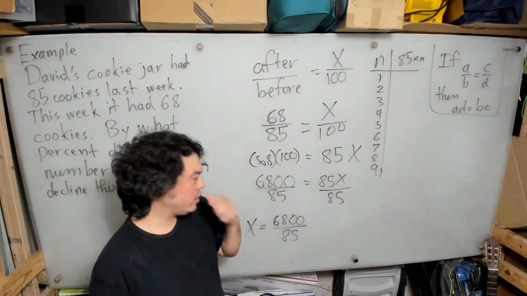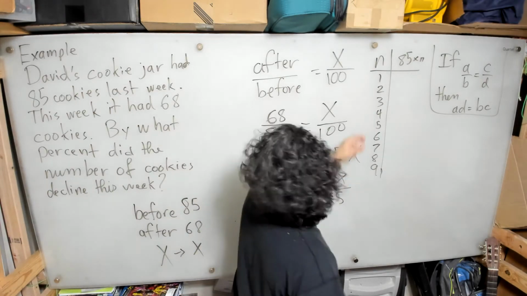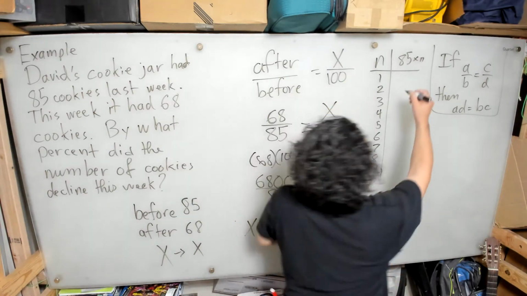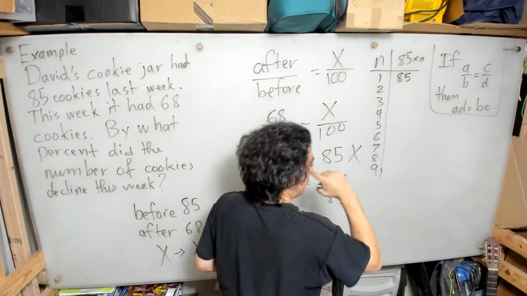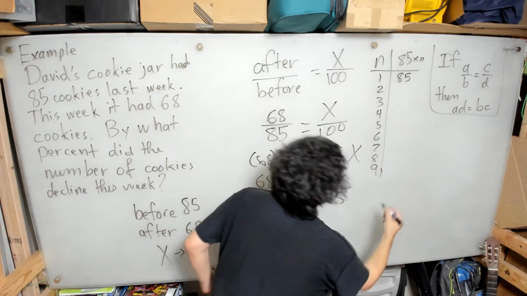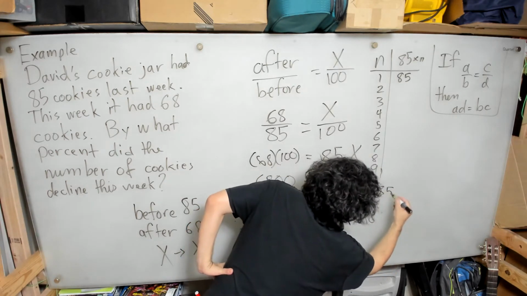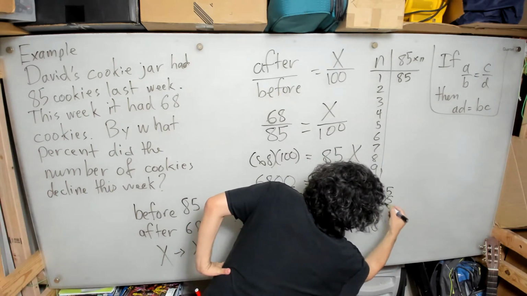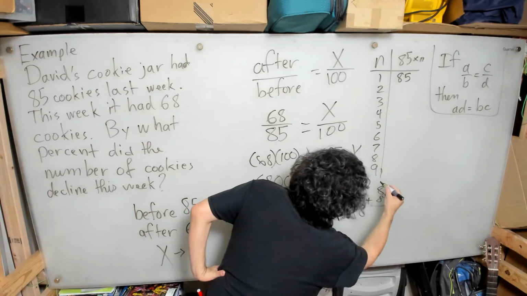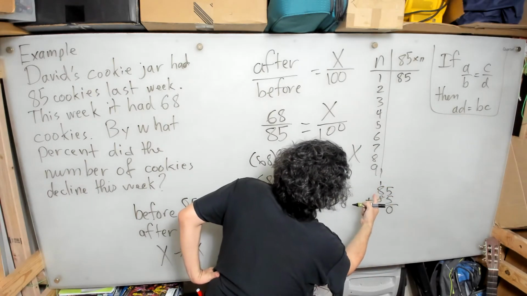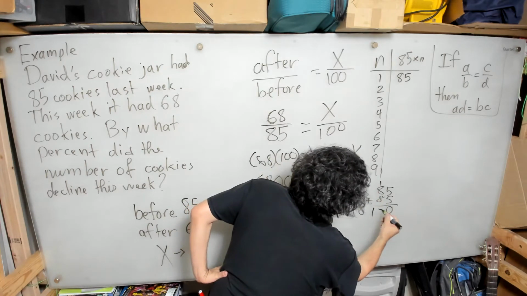And let's do this together. Okay, so obviously 1 times 85 is 85 because 1 times any number is just itself, right? So now we're going to start adding 85 each time. So 85 plus 85. 5 plus 5 is 10. I bring down the 0 and carry the 1. 1 plus 8 is 9, plus 8 is 17, okay?